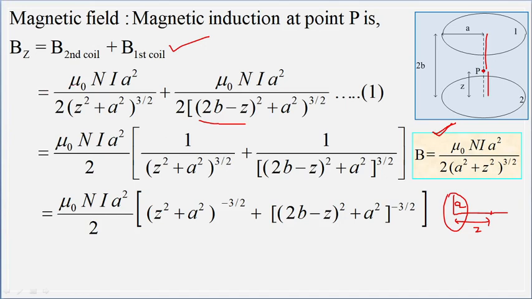So what we do here is take mu naught N I A square divided by 2, which is common for both. What remains is 1 by (Z square plus A square) raised to 3 by 2, plus 1 by (2B minus Z) square plus A square raised to 3 by 2. Taking these into the numerator, they become raised to minus 3 by 2. Next we will differentiate this with respect to Z, because Z is a variable.